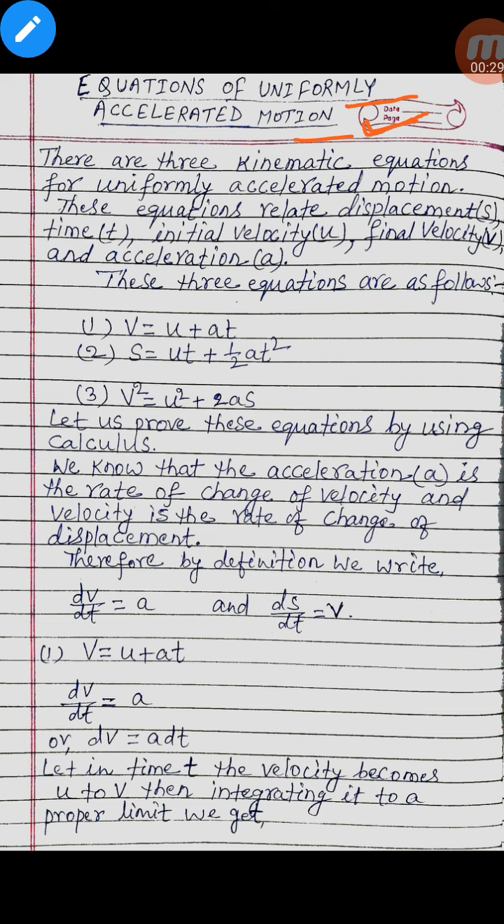So my dear students, there are three kinematic equations for uniformly accelerated motion. These equations relate the displacement s, time t, initial velocity u, final velocity v, and acceleration a. These three equations are as follows. First one is v equal to u plus at. Second one is s equal to ut plus half at square. Third one is v square equal to u square plus 2as.